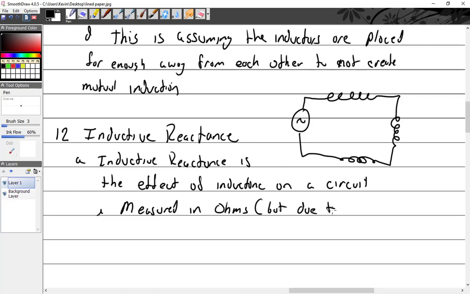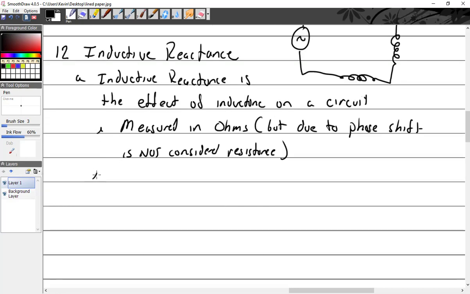But due to phase shift, it is not considered resistance. In an AC circuit, resistance is still going to be resistance that we get from resistors. What do we get from inductors? Read the board. Inductive reactance. Measured in ohms. So represented by X of L.